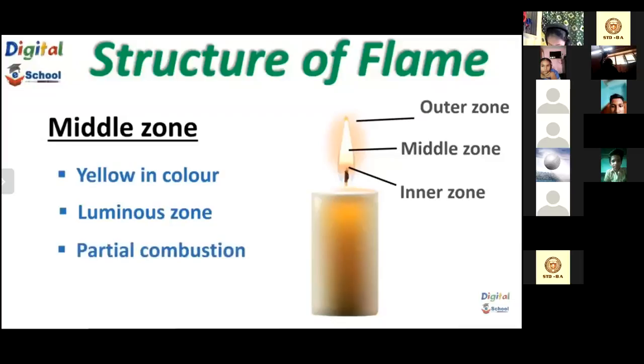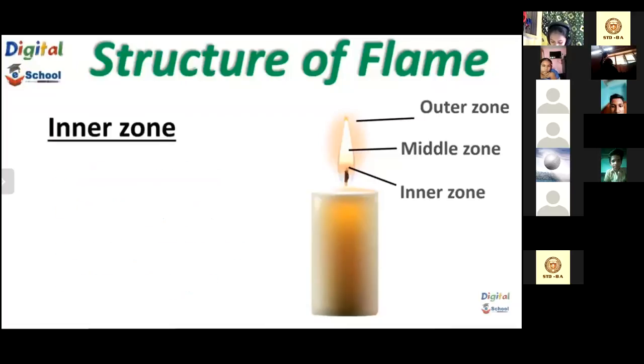Partial combustion, or incomplete combustion, can be seen here, and it is moderately hot. Very good. So it is not too hot and it is not least hot. It is moderately hot. Now the inner zone is completely black in color.